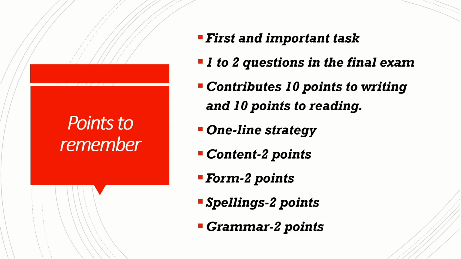When you finish the speaking section, you will get 5 types of questions in the speaking section of the PTE, and immediately after that, the writing section of PTE will start. And summarize written text is the first question in the writing section. It is a very important task because it contributes to the writing section as well as the reading section, and you will get 1 to 2 questions in the final exam.